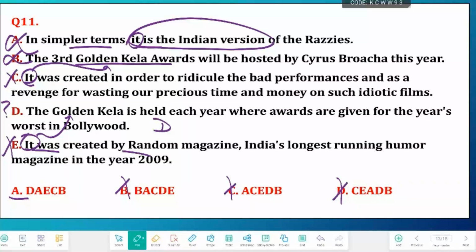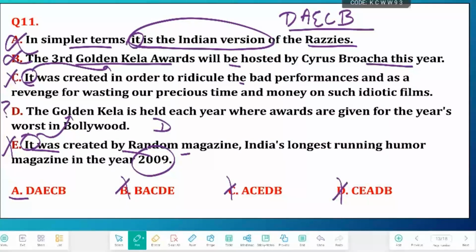So the Golden Kela is held each year where awards are given for the year's worst in Bollywood. After that, A. In simpler terms, it is the Indian version of the Razzies. Razzies is also the same. Okay, then E. It was created by a random magazine in 2009. Fine. Then C, it was created in order to ridicule the bad performances. And then B, the third Golden Kela Awards will be hosted by Sarish Brocha this year. So the correct option will be DAECB. That is your correct sequence.